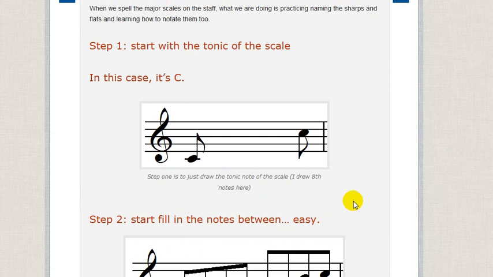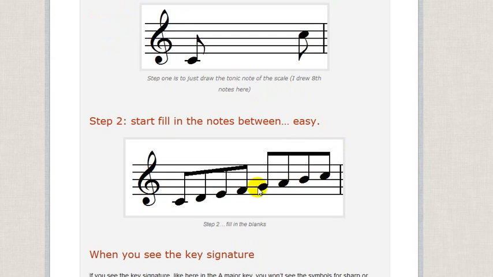All right, so when we spell these major scales on the staff, this is how you should do it. Let's say we start in the key of C, no sharps, no flats. Draw a C, which is your 3rd fret, 5th string right there, and then go up a whole octave, 8 notes up, and there's your other C, which would be the 1st fret of your 2nd string. And then I simply fill in the blanks in between. C, D, E, F, G, A, B, C.